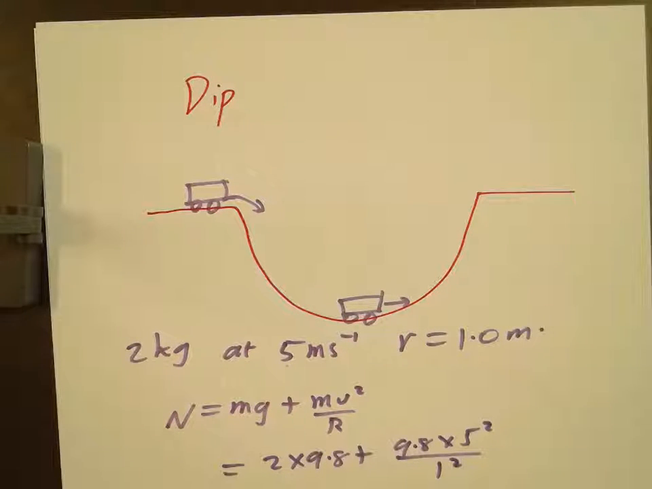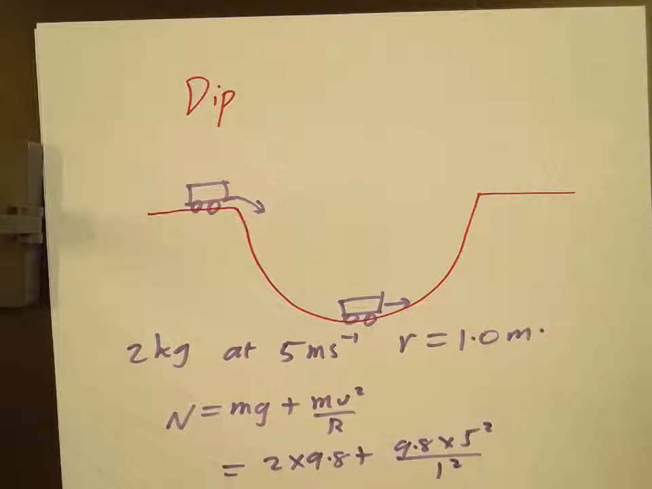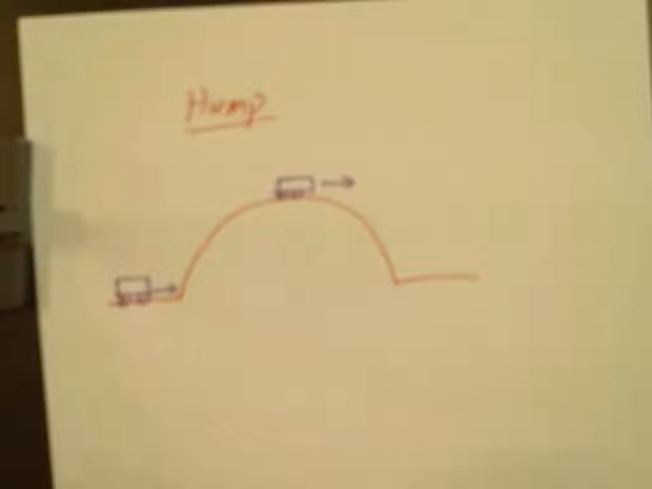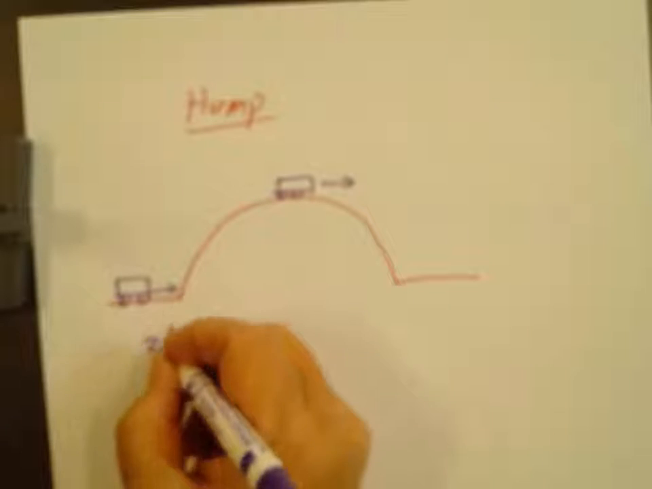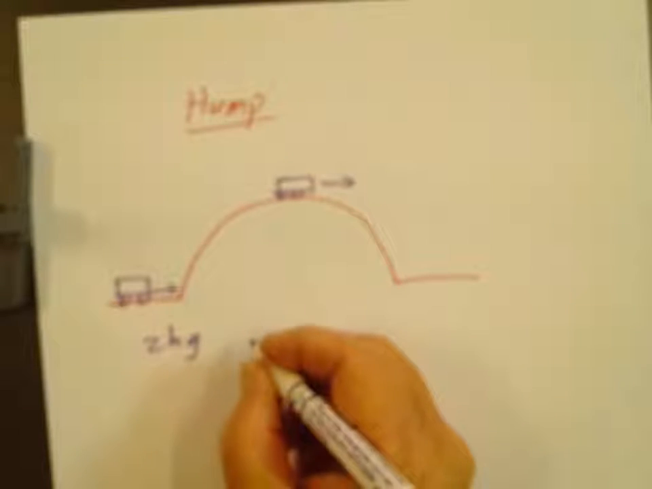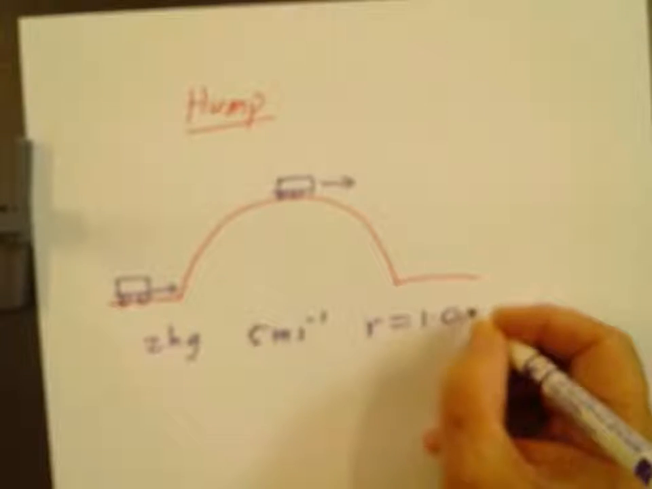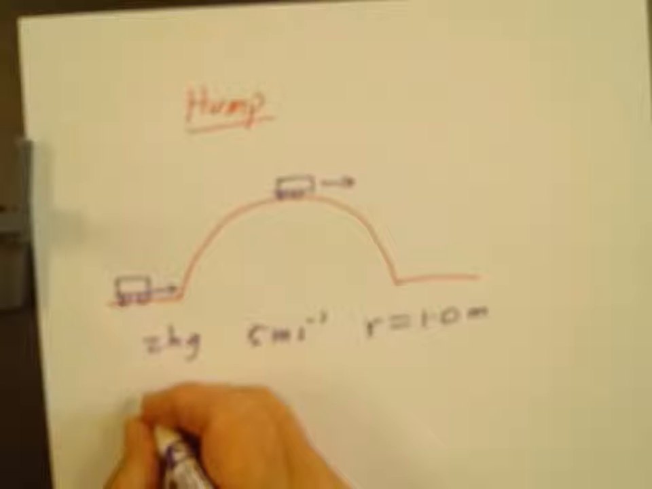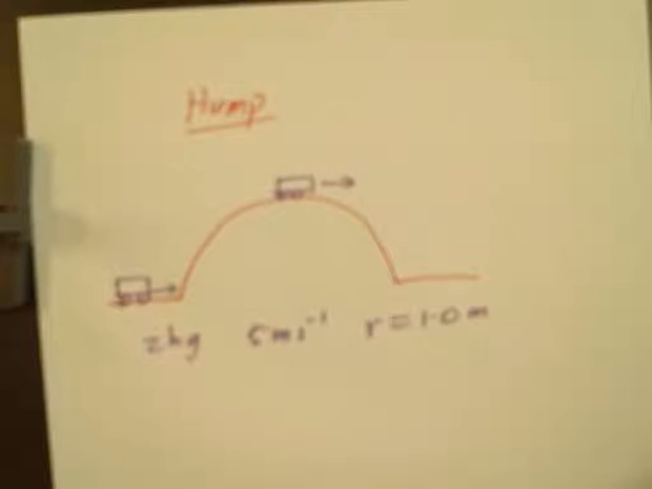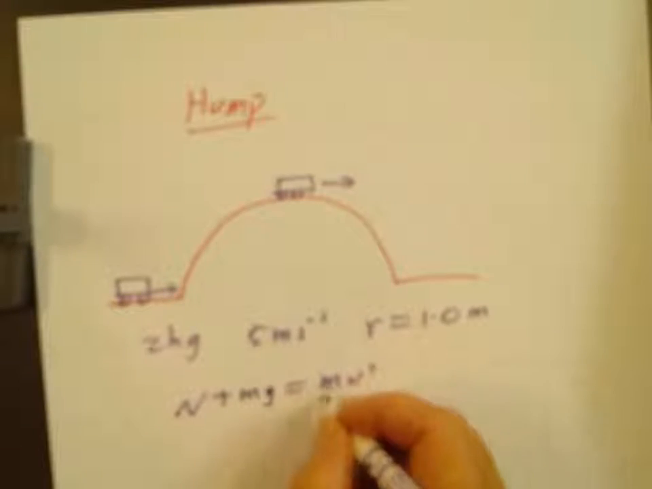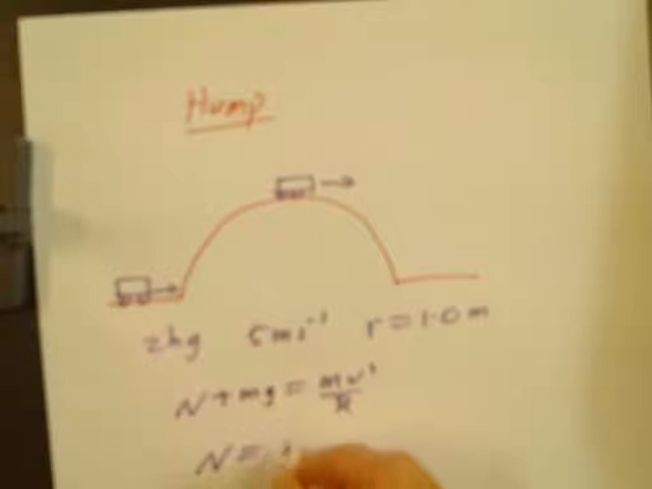At the top, so opposite, when we've got a hump. So same sort of thing. We've got a 2 kilogram cart. We're going at 5 meters per second. The radius equals 1.0 meters. And because it's at the top, N plus mg equals mv squared on r. So N equals mv squared on r minus mg.